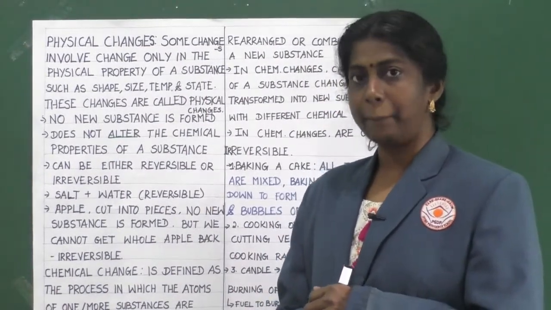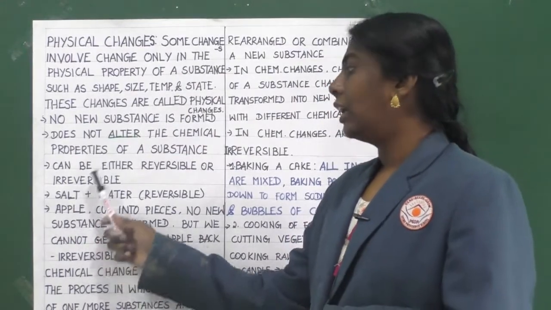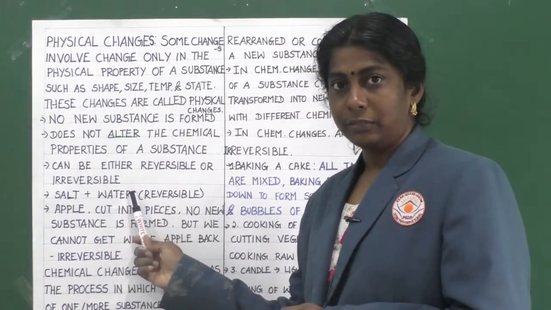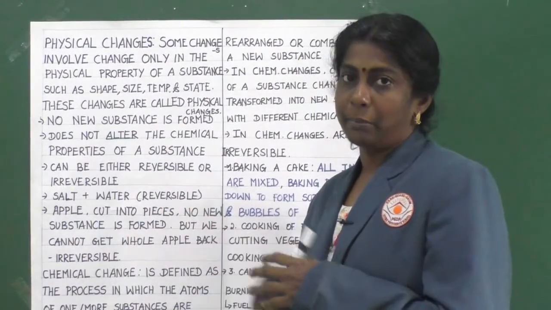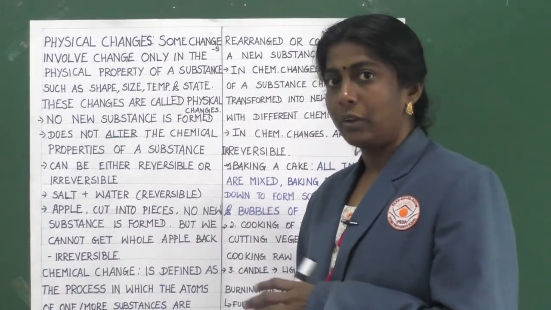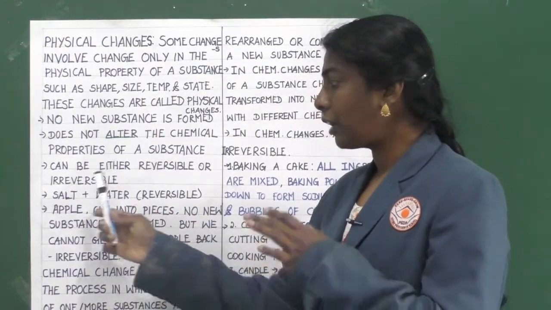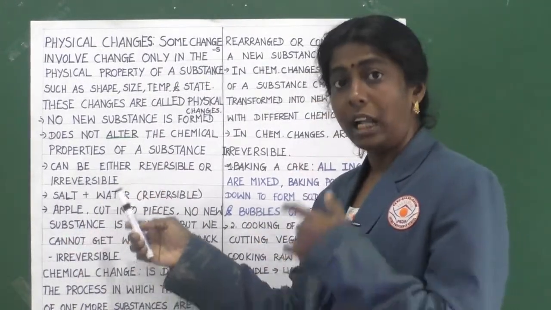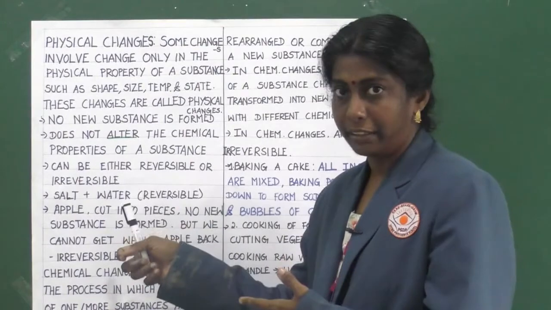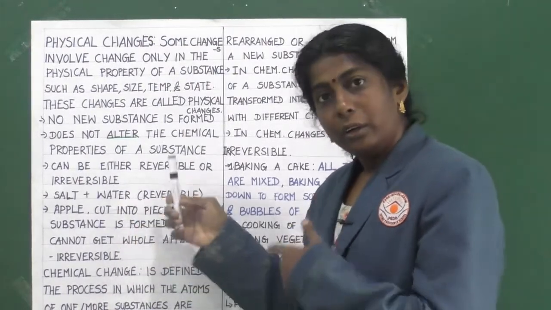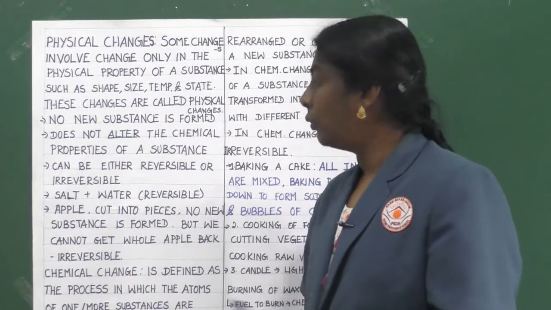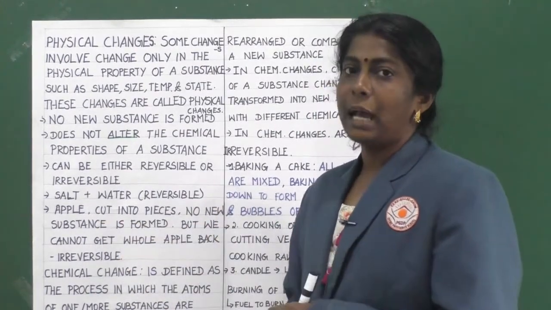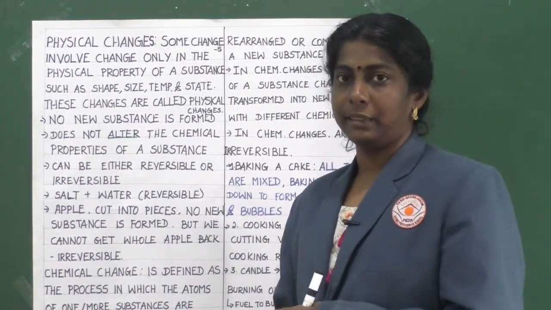So, for example, when salt is dissolved in water, the change is termed as reversible. Why? Because when we allow the water to evaporate, then we can recover salt, is it not? So, this is one example for reversible change.